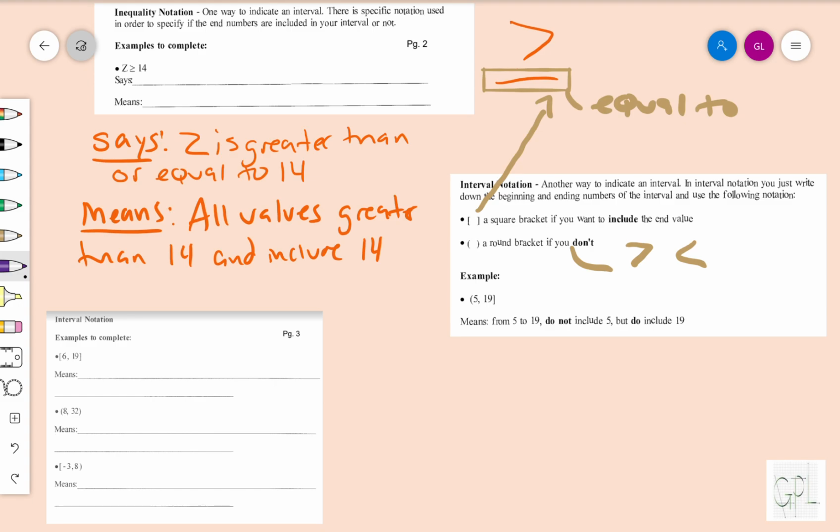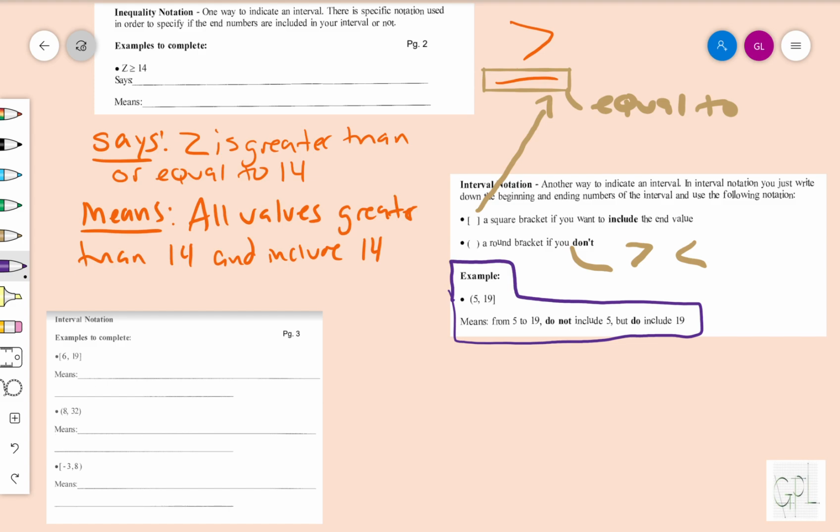Let's do this. So, examples to complete. The first one here on page 3, we have 2 closed brackets, right? But if we go back over here to this example on the right, they give us this one right down here. Let's look at this one first before we try to complete one on our own. So we have this round bracket, which means not equal to or not included. And then on the end, we have the square bracket, which means include. So it says you want your information from 5 to 19. Those are your endpoints. Do not include 5, but include 19. That's all interval notation is pretty much telling you.